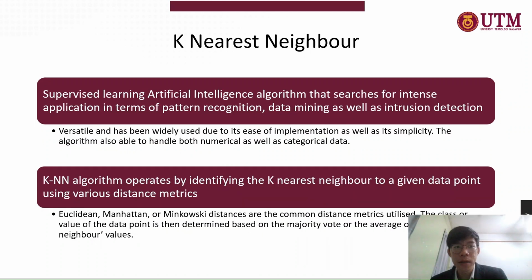Next will be k nearest neighbor, which is a supervised learning artificial intelligence algorithm that finds intense application in terms of pattern recognition, data mining, as well as intrusion detection. The KNN algorithm operates by identifying the k nearest neighbors to a given data point by using various distance metrics. Euclidean, Manhattan, or Minkowski distances are the common distance metrics utilized by k nearest neighbor to identify the nearest k neighbors.